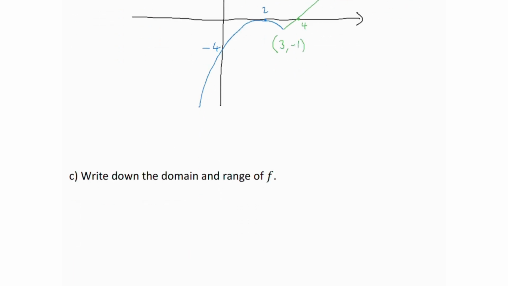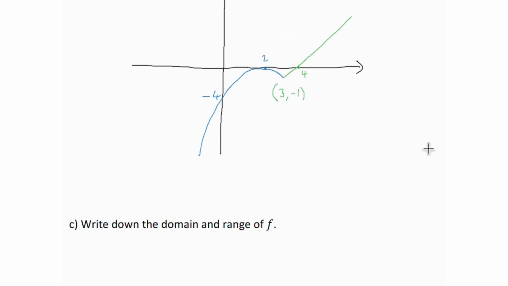Write down the domain and range of this function. Well, if I scroll up so we can still see that. The domain is going to be, well, we can input any value of x in here. So it is all values of x. So the set of x such that x is a real number.